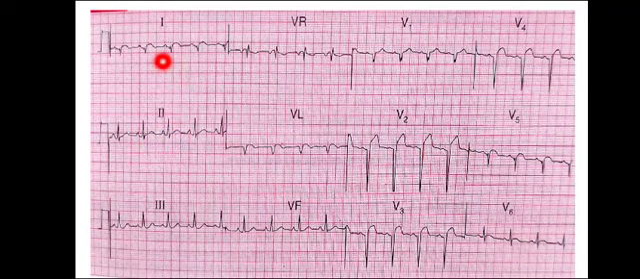Then we come towards the axis. We see that lead 1 seems to be downward and lead AVF seems to be upward, but this is not right axis deviation. Why? Because in lead 1 we have the Q wave. If this would have been the S wave, then we could have said that this is right axis deviation.